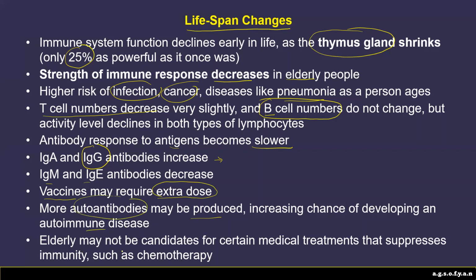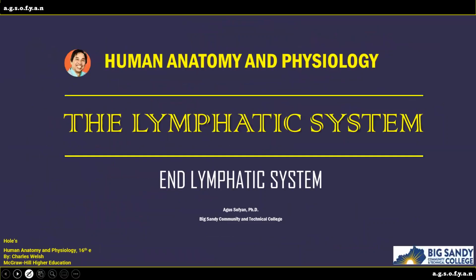The elderly might not be a candidate for certain medical treatments like immunosuppression or chemotherapy. So sometimes older people will not receive chemotherapy because their immune system is already weaker. So this chemotherapy can make their immune system even weaker. It's going to be dangerous for them.